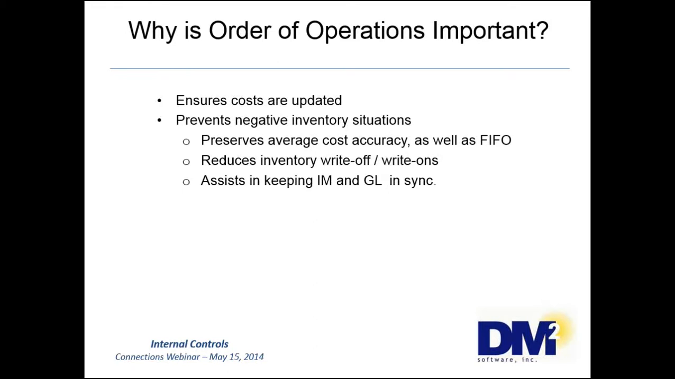All jokes aside, order of operations ensures that costs are updated first. Printing negative inventory reports before updating invoices audits this process. This allows the average cost to be preserved, and the FIFO and LIFO tiers if you're using those costing methods.